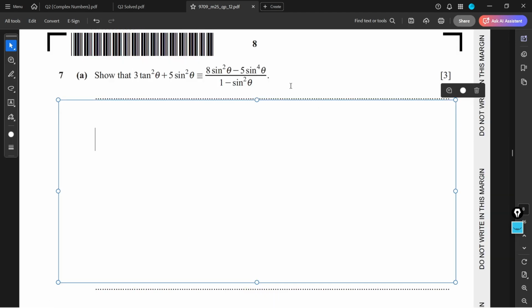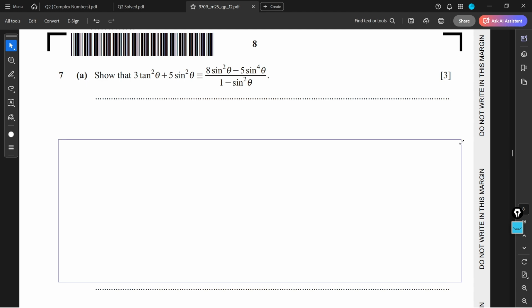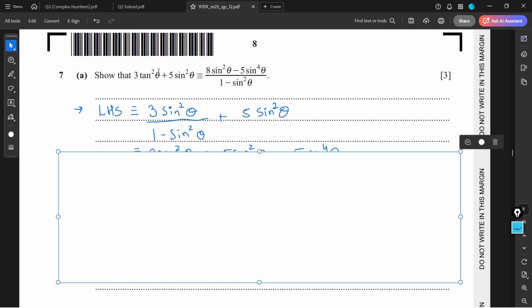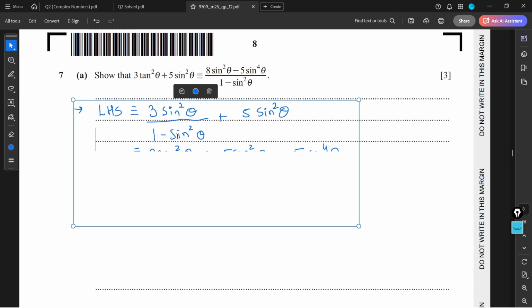The first part of this question is very straightforward, where we simply have to prove this trigonometric identity. You can go from the left hand side to the right hand side or vice versa. In my case, I have gone from the left hand side to the right hand side. How? From the left hand side, I have converted my tan square theta as sin square theta over cos square theta. And you can see that in the same step, I am also changing the cos square theta to 1 minus sin square theta and keeping the 5 sine square theta as it is.